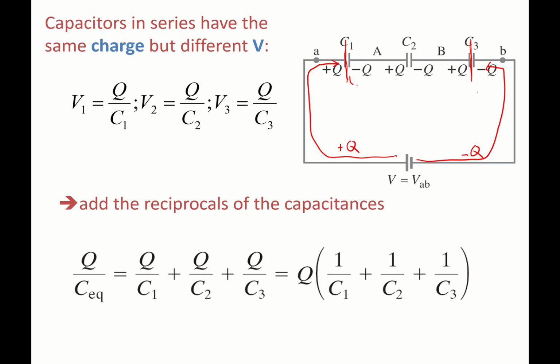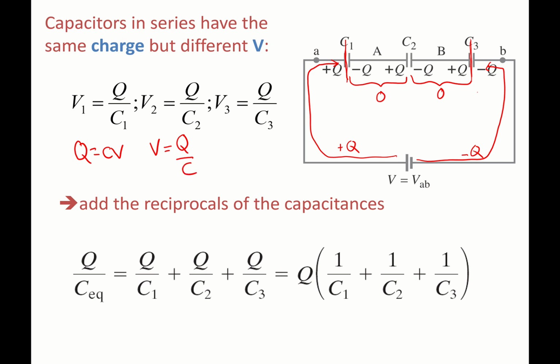So if I look at the region in between capacitor 1 and capacitor 2, you see there I've got minus Q plus Q. That's actually a charge of 0, right? And the same thing in the gap between C2 and C3. So no charge actually gets in there. Okay, so when the capacitors are in series, they all have the same charge on them, Q, but they have a different V because, again, remember Q equals C times V. So V is equal to Q over C.